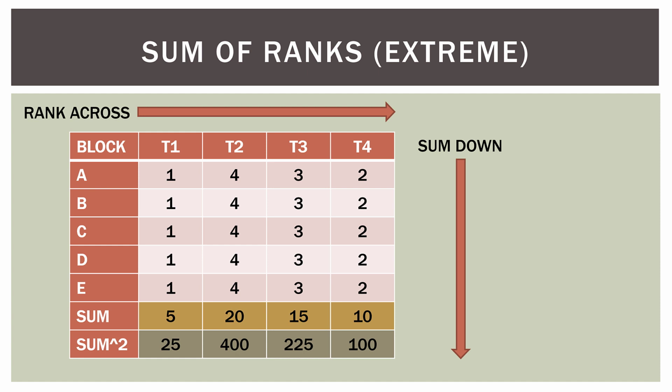The sum of ranks for T2 is 20. For T3, it is 15. And T4, it is 10. In the Friedman test, we then would square those sums. So 5 squared is 25, 20 squared is 400, 15 squared is 225, and 10 squared is 100.